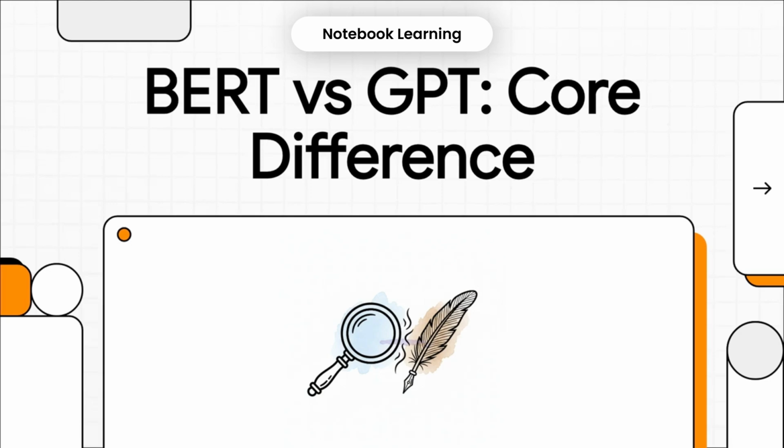In the world of language models, you constantly hear two names, BERT and GPT, and it's really easy to get them confused. They're both based on the transformer architecture, they're both massive, and they've both completely changed how we work with text. But that similarity is just on the surface.